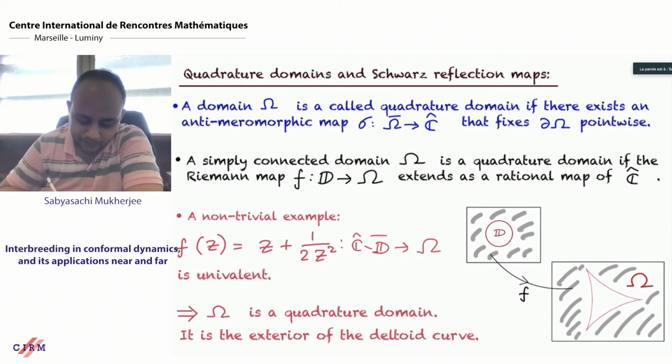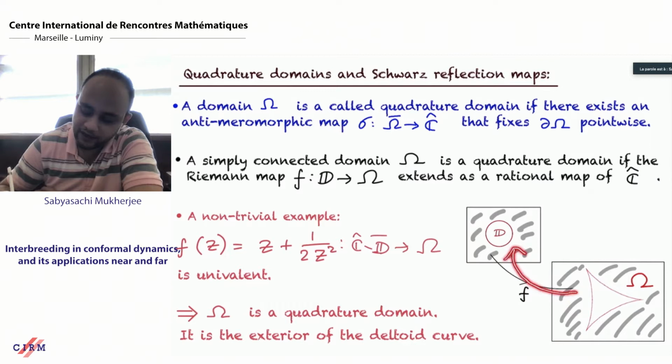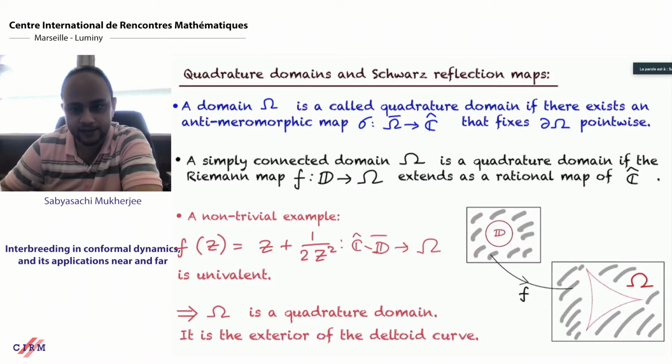So what is this? This is just a rational map that is univalent outside the unit disk. And the image of the exterior of the unit disk under this map is the complement of the so-called deltoid curve. So this is your omega. And what is your Schwarz reflection map in this situation? You just define your Schwarz reflection map as the branch of F inverse that takes the domain to the complement of the disk. Then you apply 1 over z bar that takes the complement of the unit disk to the interior of the unit disk. And then you go back again by F.